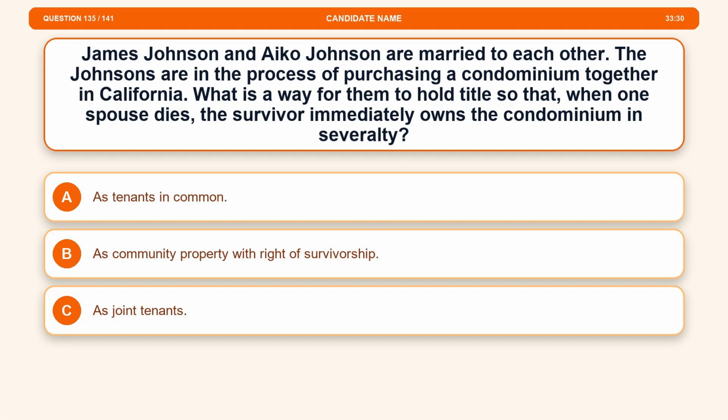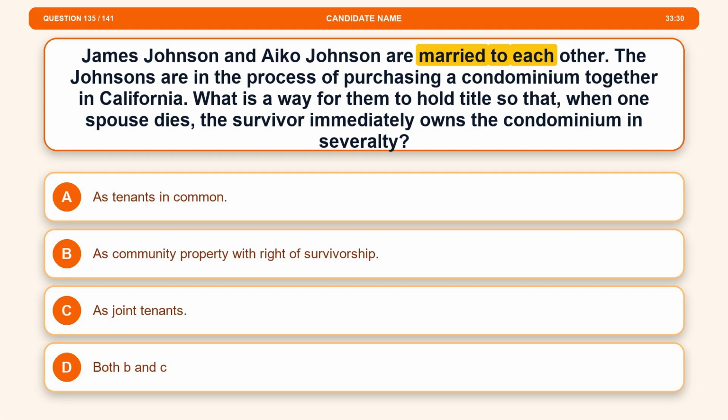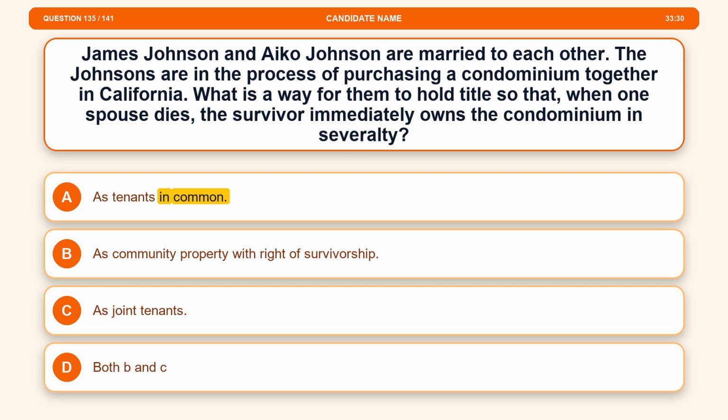Question 135. James Johnson and Echo Johnson are married to each other. The Johnsons are in the process of purchasing a condominium together in California. What is a way for them to hold title so that, when one spouse dies, the survivor immediately owns the condominium in severalty? Option A, as tenants in common. Option B, as community property with right of survivorship. Option C, as joint tenants. Option D, both B and C.